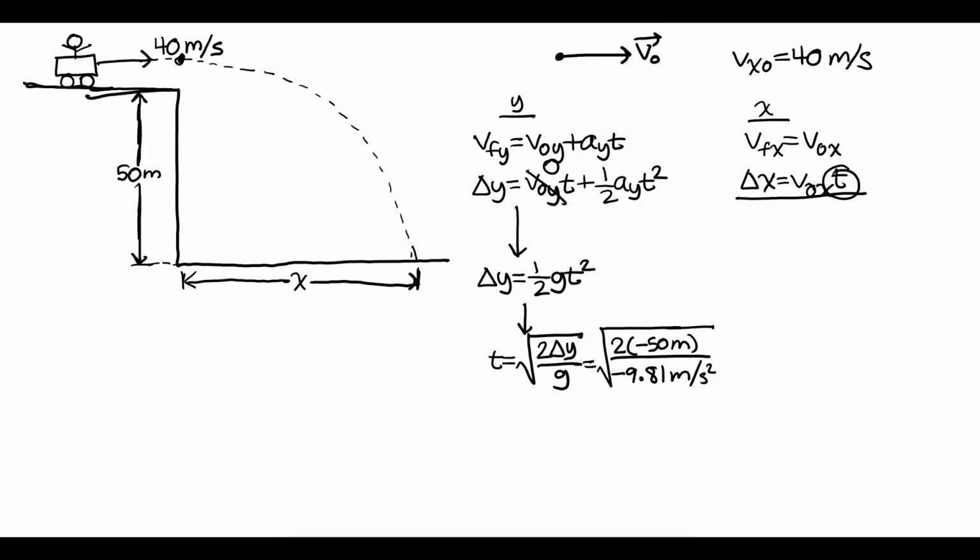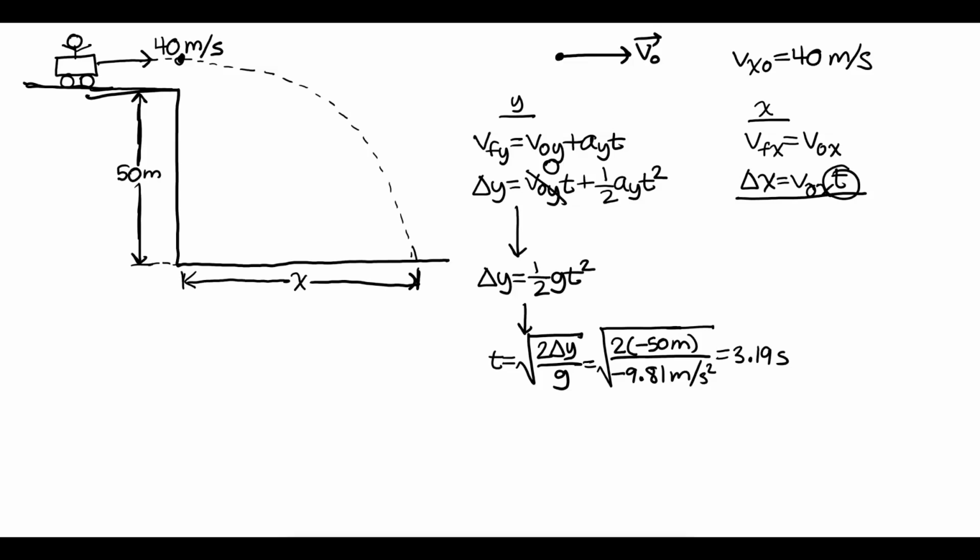And what do we get as a result? We get, let's see, 100 divided by 9.81 and take the square root, and we get a time of 3.19 seconds. So it takes 3.19 seconds for the car to move from the top to the bottom.